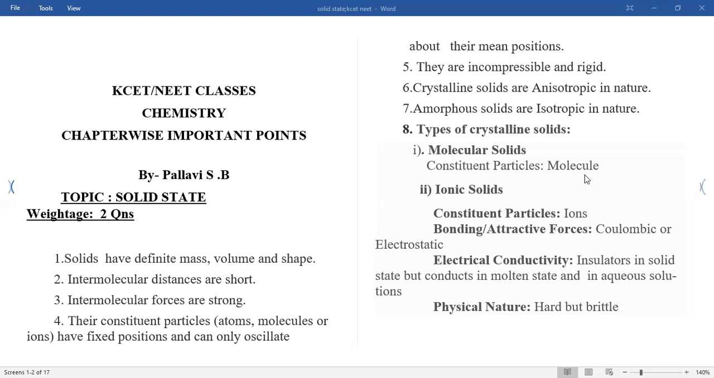They have a very short intermolecular distance, meaning very little intermolecular space. And the intermolecular forces are strong, since they are compactly arranged and the intermolecular space is very less. Obviously the intermolecular force of attraction will be very high. Their constituent particles, like atoms, molecules, or ions, have a fixed position and can oscillate only about their mean position.